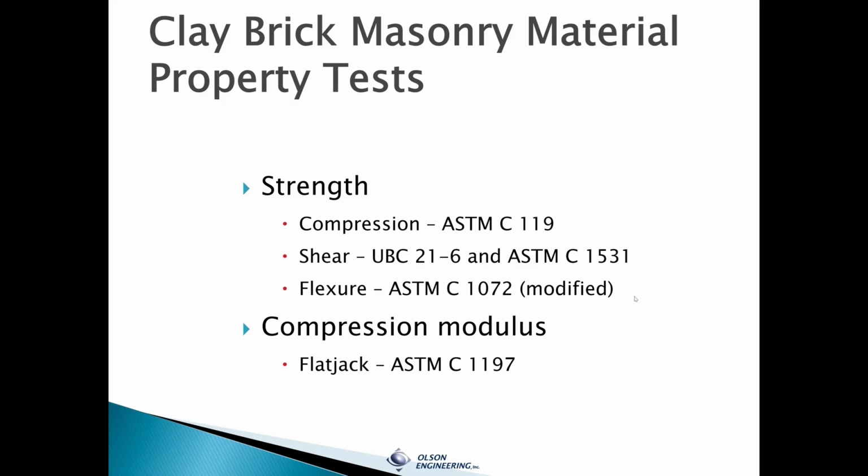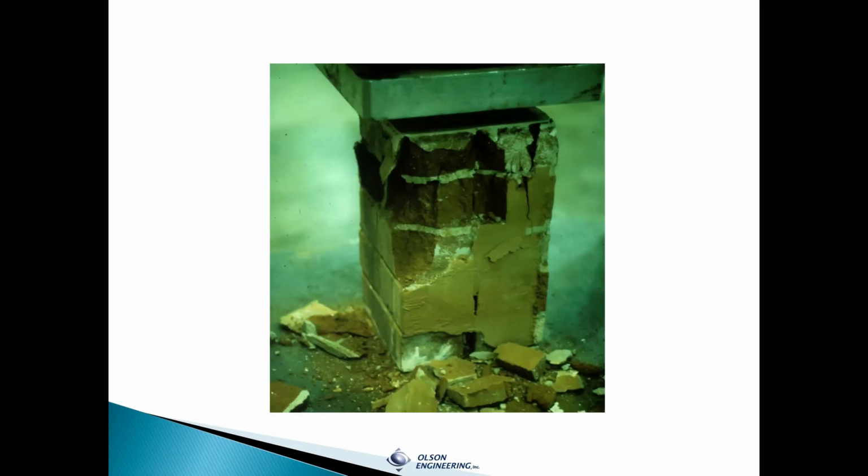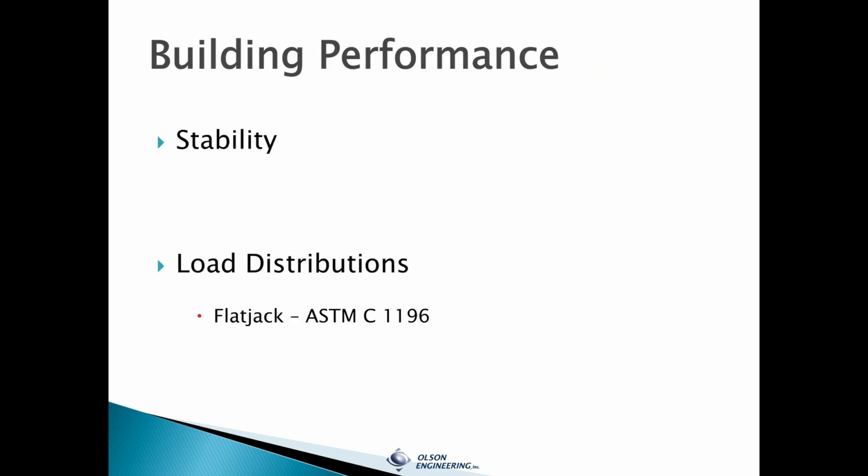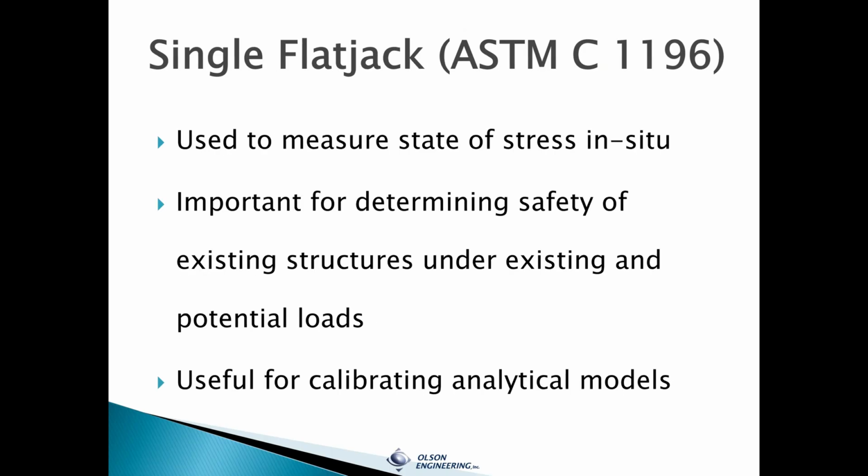So let's look at this quickly. You can crush a prism. Obviously, it's not easy to find building owners that want to let you cut a prism out of a wall and test it in the lab. You can, but it's very difficult and very expensive. More typically, prism tests are done by laboratories on new materials. With a flat jack, though, you can get the stress distribution in a building. Flat jacks were developed in Italy originally for rock mining purposes back in the 1800s.